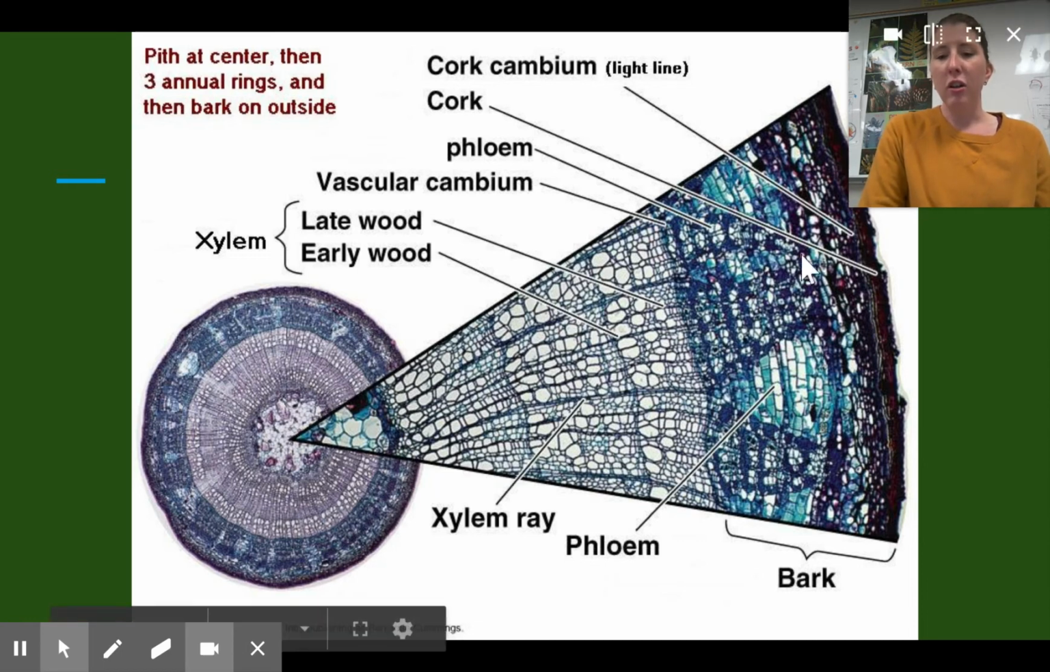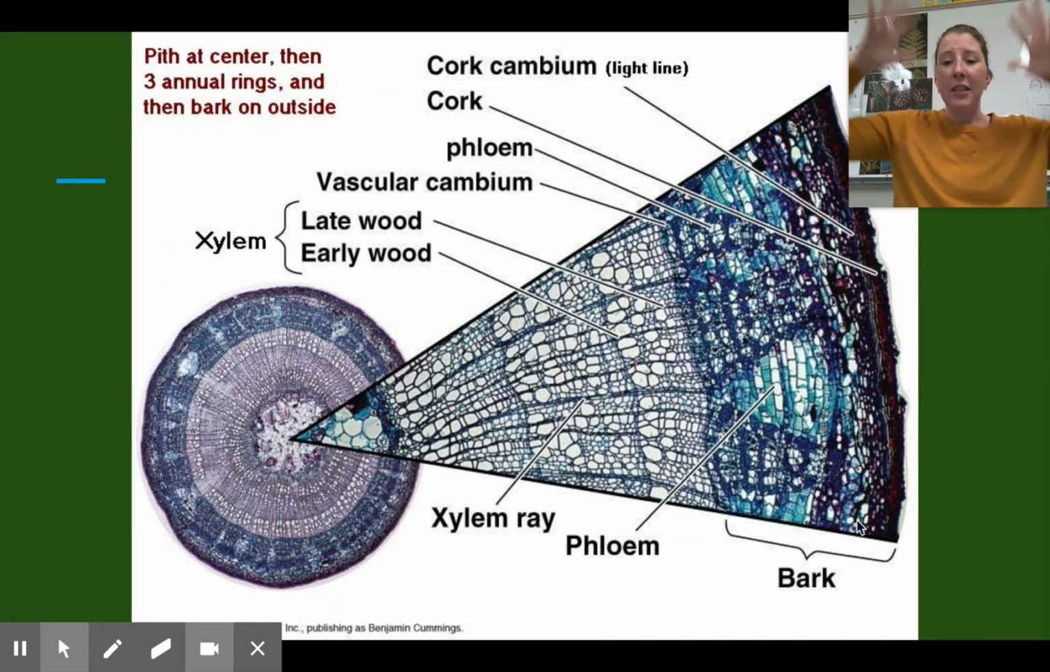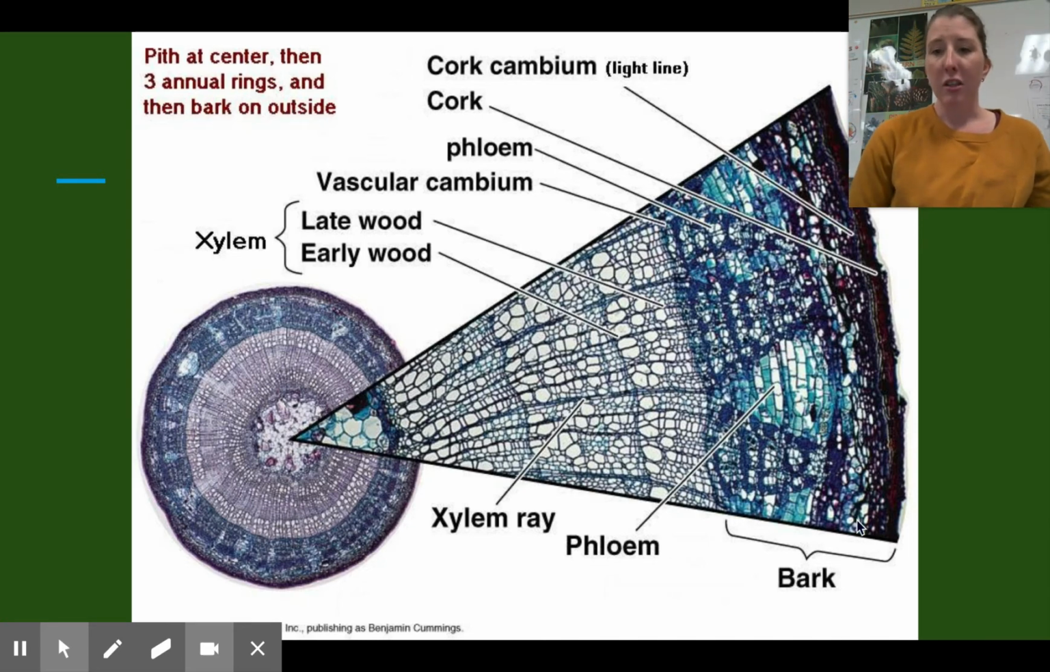The outer edge here is what we would classify as the bark, and it's made up of the phloem and the cork cambium and then periderm, that outer protective layer. Remember that phloem is living and is responsible for bringing the materials from the leaves down throughout the rest of the plant to nourish the plant. So all that sugary liquid is traveling through the phloem.